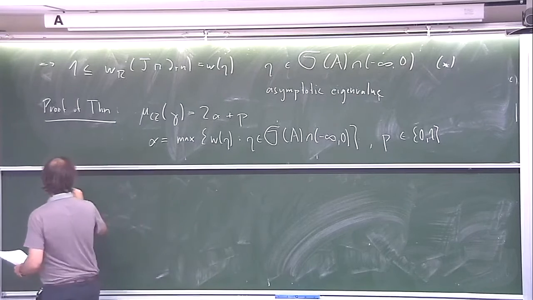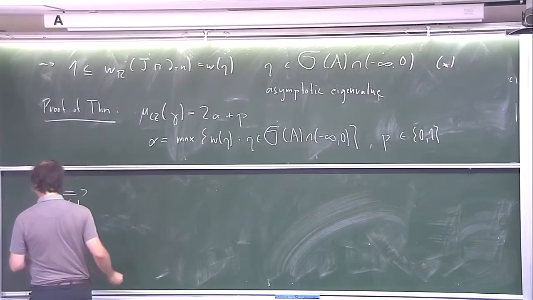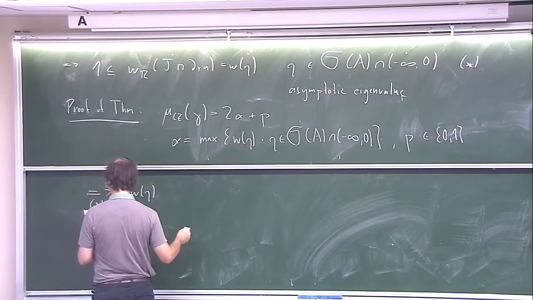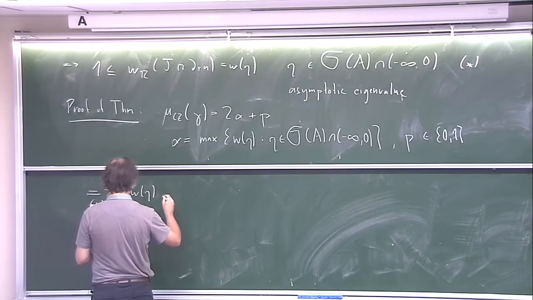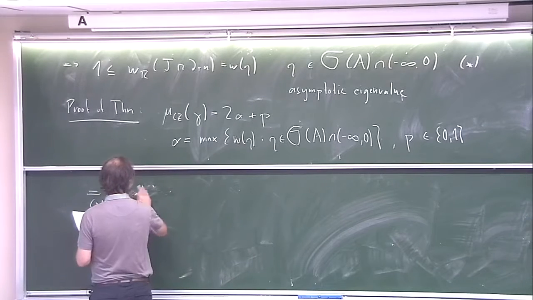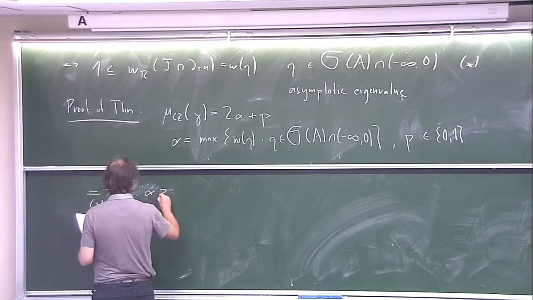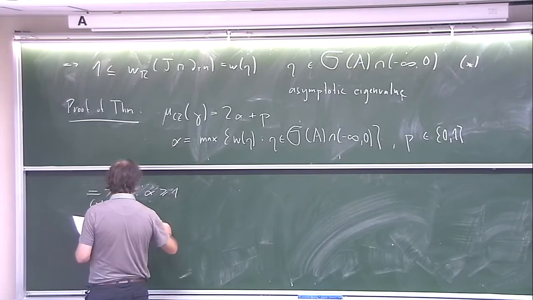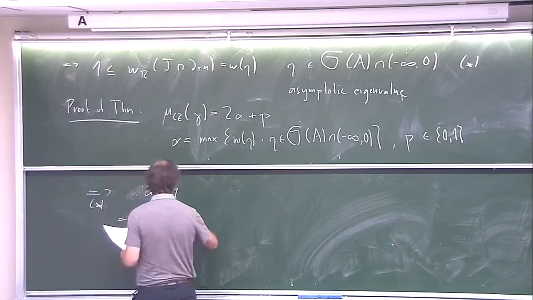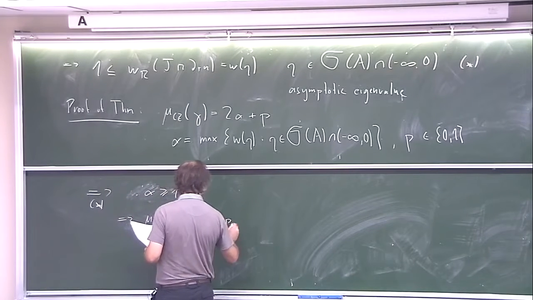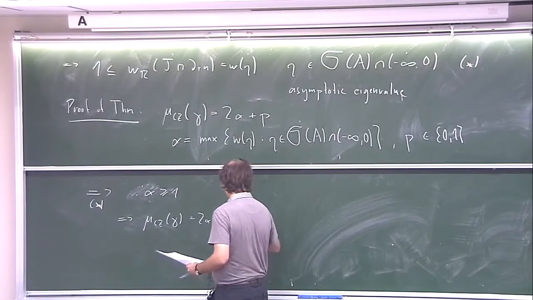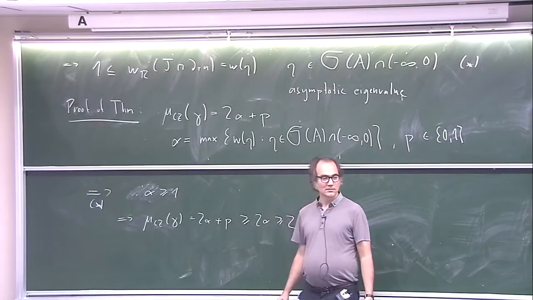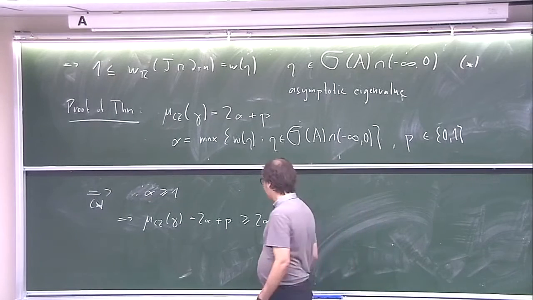So with star, it follows that alpha is bigger or equal to 1, and therefore the Conley-Zehnder index of gamma, this is 2 alpha plus p, but p is 0 or 1, so this is bigger or equal to 2 alpha, so this is bigger or equal to 2. That's the theorem.